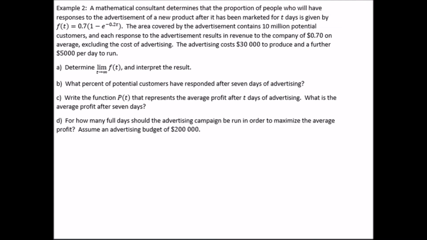Okay, example 2. A mathematical consultant determines that the proportion of people who will have responses to the advertisement of a new product after it's been marketed for 2 days is given by this equation, and I always rewrite the equations, 0.2t. The area covered by the advertisement contains 10 million potential customers, so the number of people is between 0 and 10 million. Each response to the advertisement results in a revenue to the company of 70 cents on average, excluding the cost of advertising. The advertising costs $30,000 to produce and a further $5,000 to run per day.